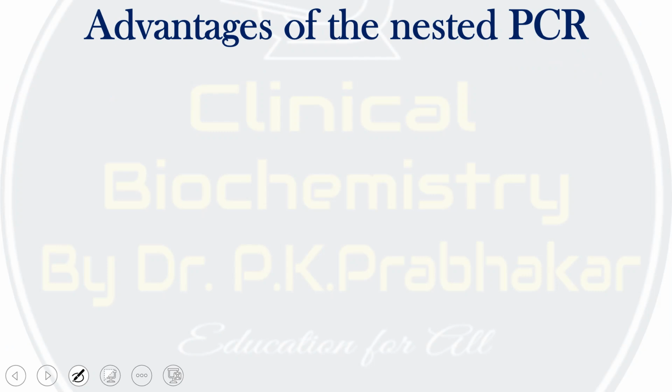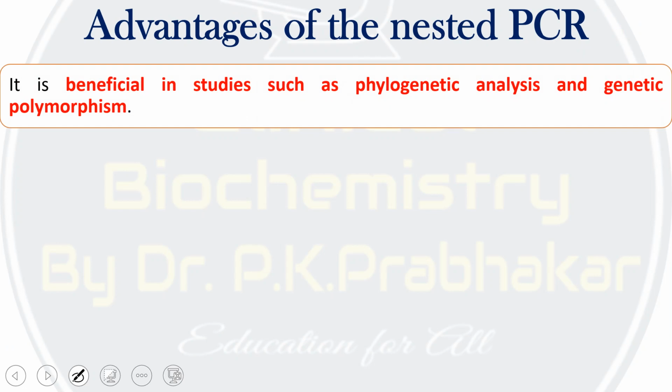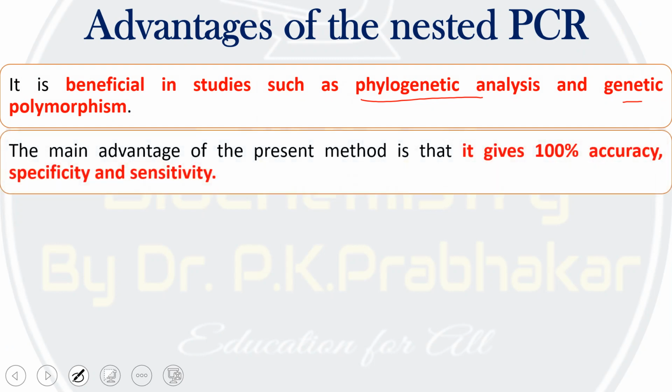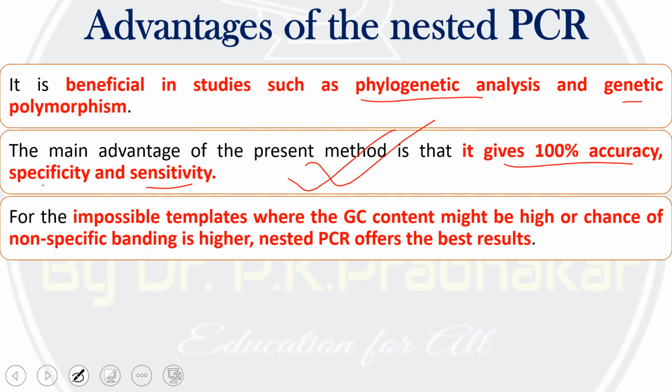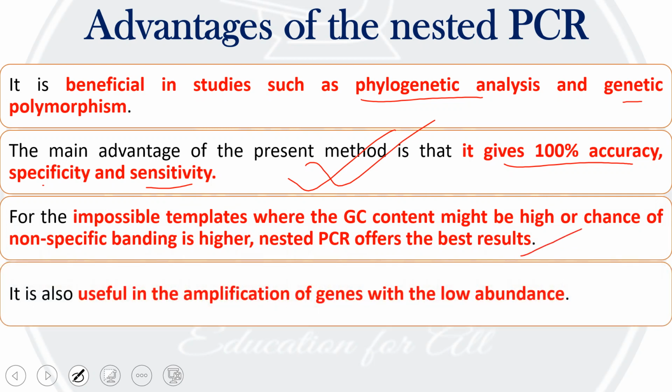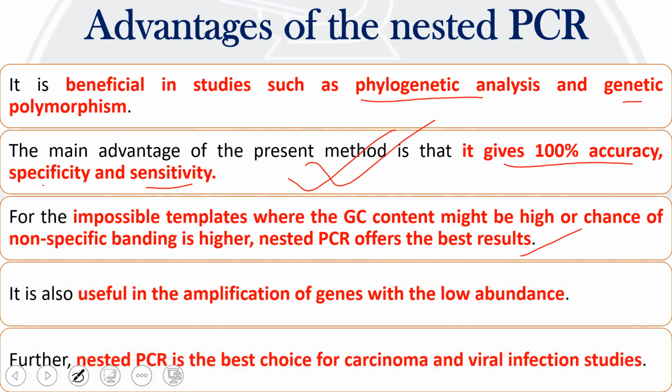What is the advantage of this nested PCR? It is mostly beneficial in phylogenetic analysis or genetic polymorphism analysis. The main advantage of this method is that it gives you very high accuracy, specificity and sensitivity. For difficult templates where the GC content is very high or the chance of non-specific binding is very high, nested PCR offers the best result. It is also useful for amplification of low-abundance DNA. Further, nested PCR is the best choice for carcinoma and viral infection studies.